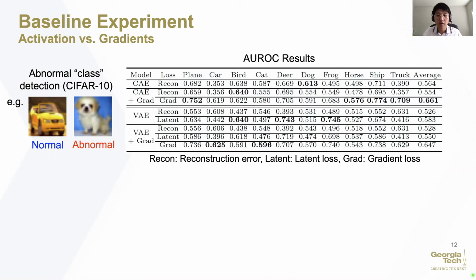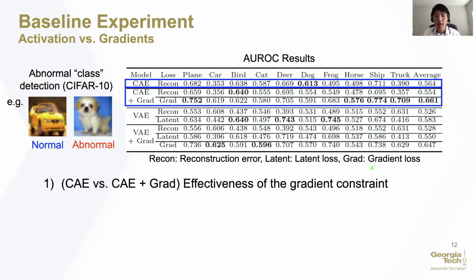To validate the effectiveness of gradient-based representation, we perform comprehensive baseline experiments using the CIFAR-10 dataset. We compare 4 different models for abnormal class detection. We use reconstruction error, latent loss, and gradient loss separately as anomaly score and report the performance. First, we compare the convolutional autoencoder and the convolutional autoencoder trained with the proposed gradient constraint. The highest average AUROC performance from the gradient loss of the CAE plus grad highlights the effectiveness of the gradient constraint.